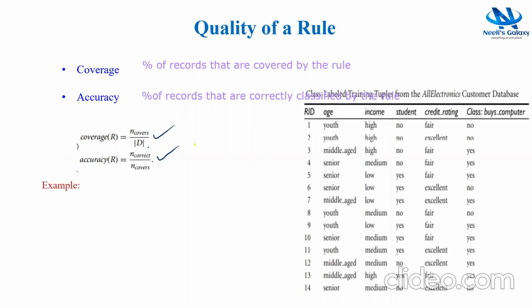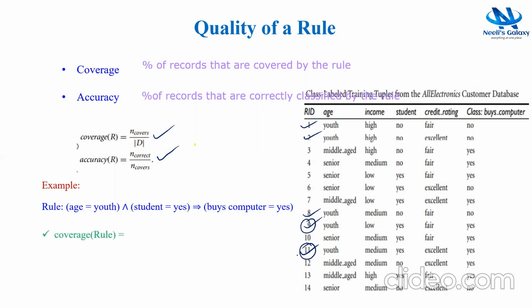Let us take an example here. The rule given is: age is equal to youth and student is equal to yes, then buys computer is equal to yes. Let us see how many records are covered by this rule first. If you observe, records 1, 2, 8, 9 and 11 have age equal to youth. Out of these 5 records, how many have student equal to yes? Records 9 and 11 have student value as yes. So two records are covered by this rule.